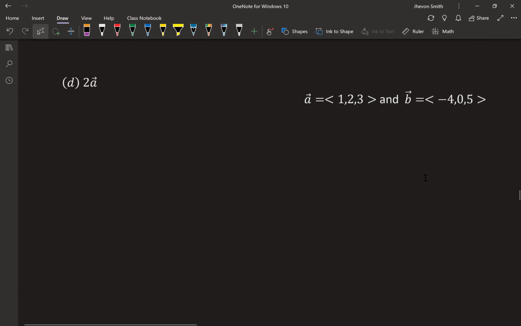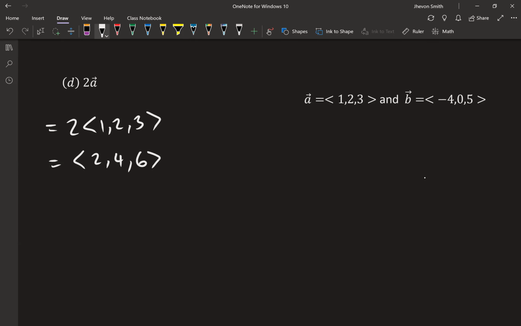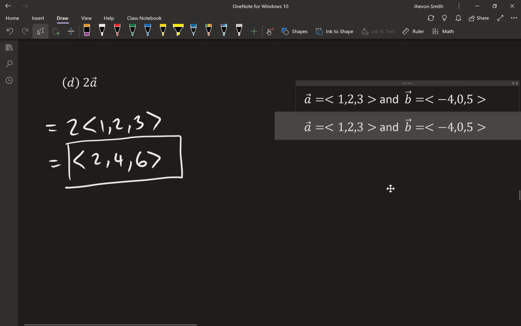Okay, 2a. This is just 2 times 1, 2, 3, and you just multiply corresponding components by 2. This actually keeps the same direction as A, but it stretches the vector to be twice the length that it was before. If it were a minus 2, it would literally flip it in the opposite direction. So that's that.